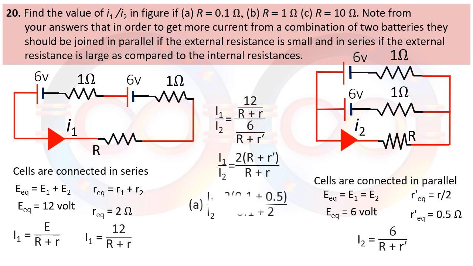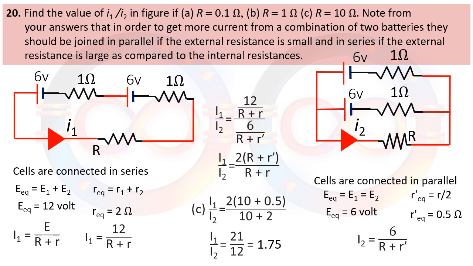Now this formula we are going to use for A, where the R is 0.1 ohm. So once we put the value, we are going to get the ratio as 1.2 upon 2.1, that is 0.57. For B part, R we are going to keep as 1 ohm. So 2 into 1 plus 0.5 upon 1 plus 2. So 1 plus 0.5 is 1.5 into 2, 3 upon 3, it is nothing but 1. Then for C we are going to have again R is equal to 10 ohm, then 2 into 10 plus 0.5, nothing but 21 upon 10 plus 2 is 12, and the ratio is 1.75.